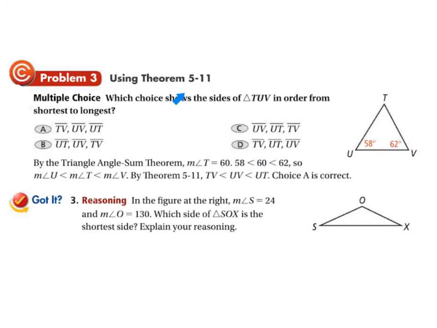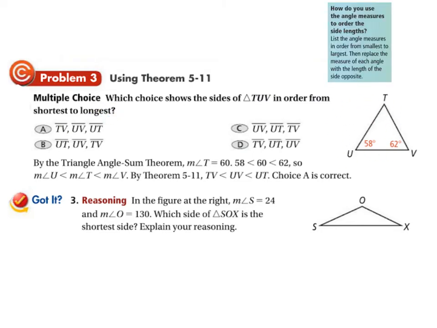So then, which choice shows the sides of triangle TUV in order from shortest to largest? Well, again, if we take a look at this note up here, we are going to list the angle measures in order from smallest to largest, and then the opposite sides go where the angles went if we went from smallest to largest.